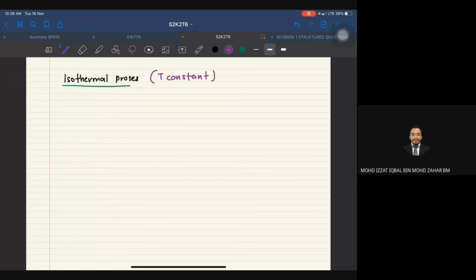Okay, just now kita ada discuss. Kalau isothermal, T constant, apa yang zero? Ingat kita? Baru je kita discuss. Internal energy. Yes. Change in internal energy is equals to 0. Sebab apa? Saya ulang balik.